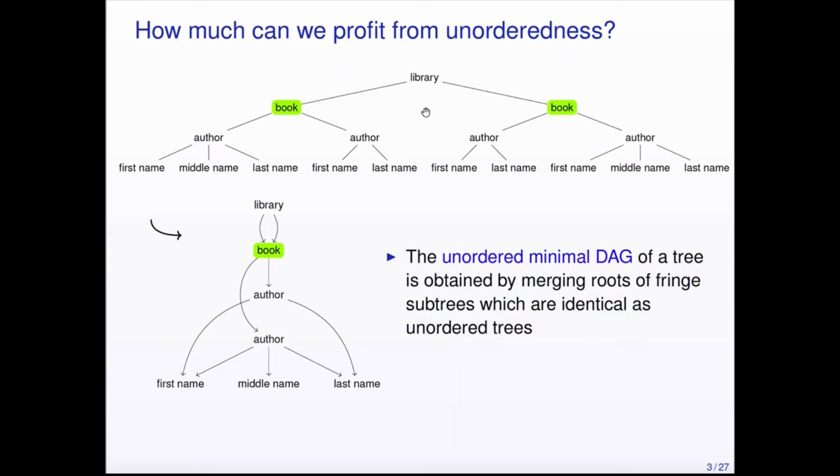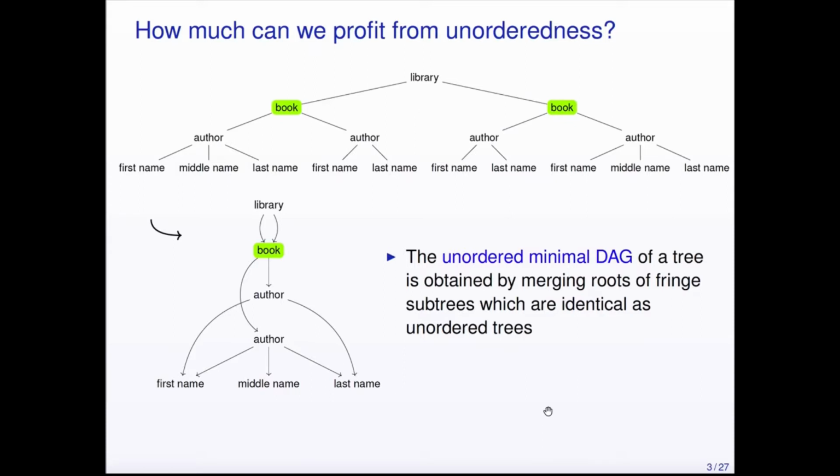So in our example, we can then merge the two nodes labeled book as well, and thus the unordered minimal DAG of our example tree is smaller than the ordered minimal DAG. And the question we now tried to investigate in our paper was how much better can compression by unordered minimal DAGs be compared to compression by ordered minimal DAGs.